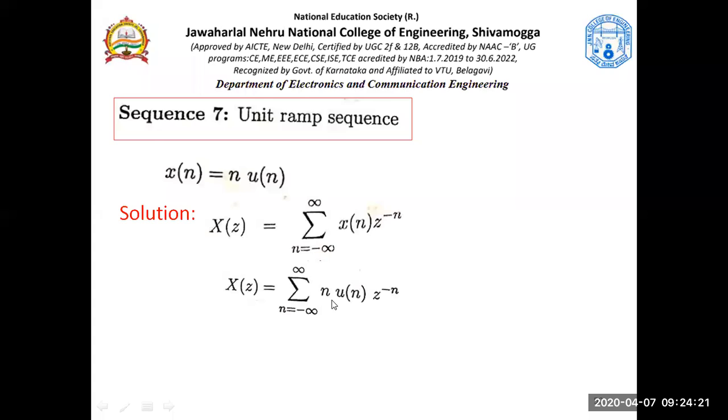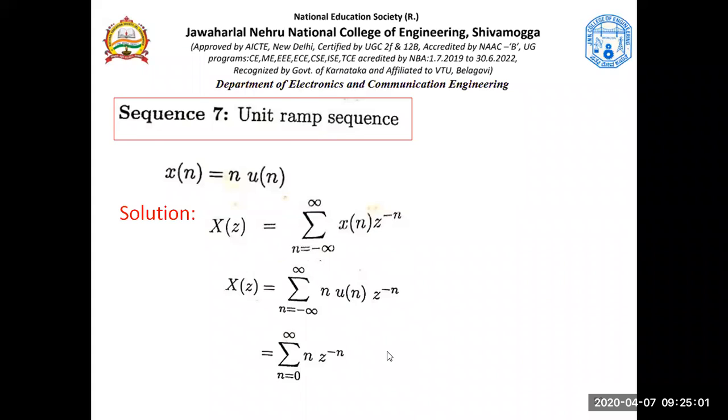So what will be our next operation after we substitute n u of n in this place? What needs to be done? We need to adjust the summation here. How do we adjust that? By seeing this u of n. What is u of n? u of n is 1 over what range? Okay, u of n is 1 over 0 to infinity. So make it 0 to infinity and make this 1. So that is what is done in the next step. This is 0 to infinity, and over 0 to infinity, u of n is 1. So that is substituted as 1.